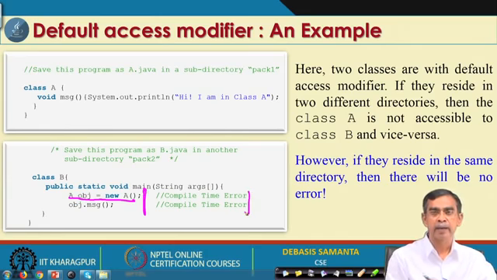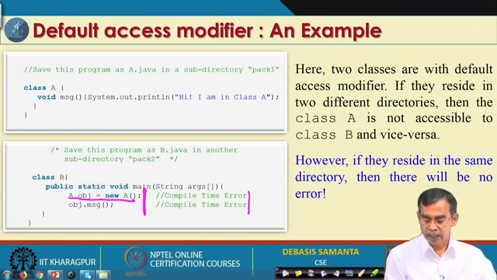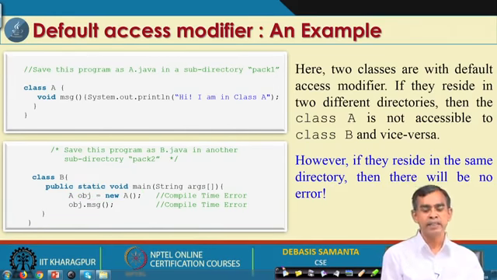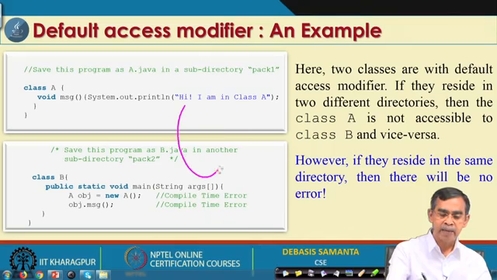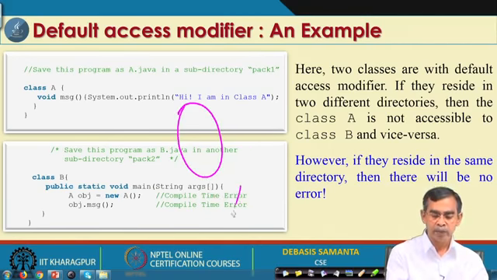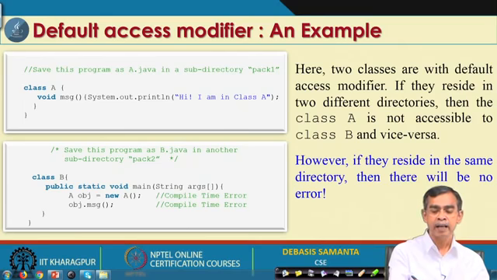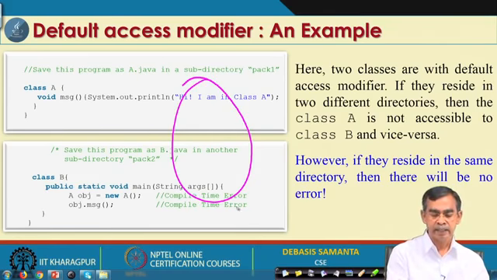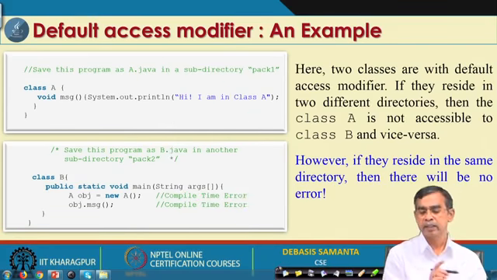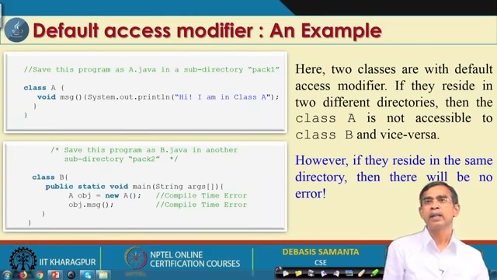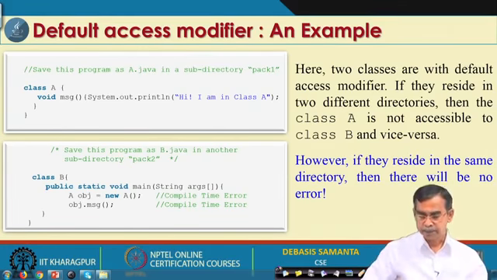So, this will be an error. But if again it is produced in a different sub directory, it is an error, and if it is in the same directory, there is no error. So, there are two things that you should consider with the default access specifier. If both the classes belong to the same file, there will be no error. If they belong to different sub directories, then there will be an error. If they belong to the same directory, then there will be no error. So, these are the three things that you should consider with access specification.